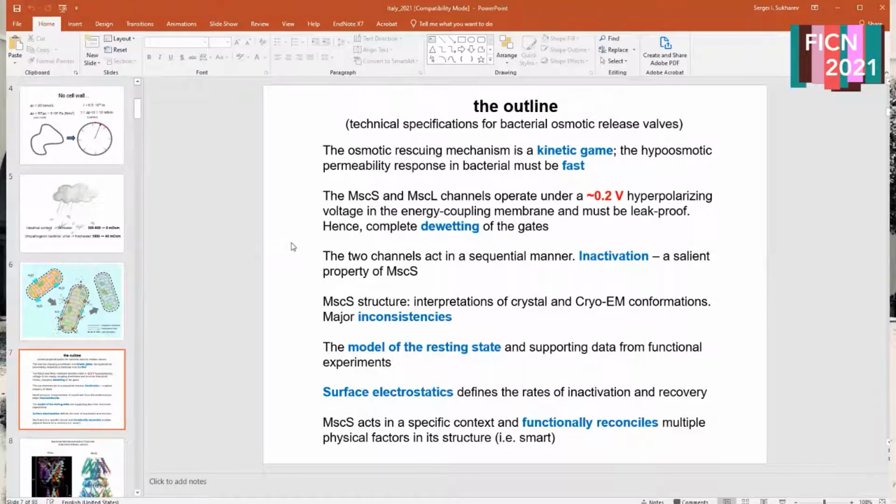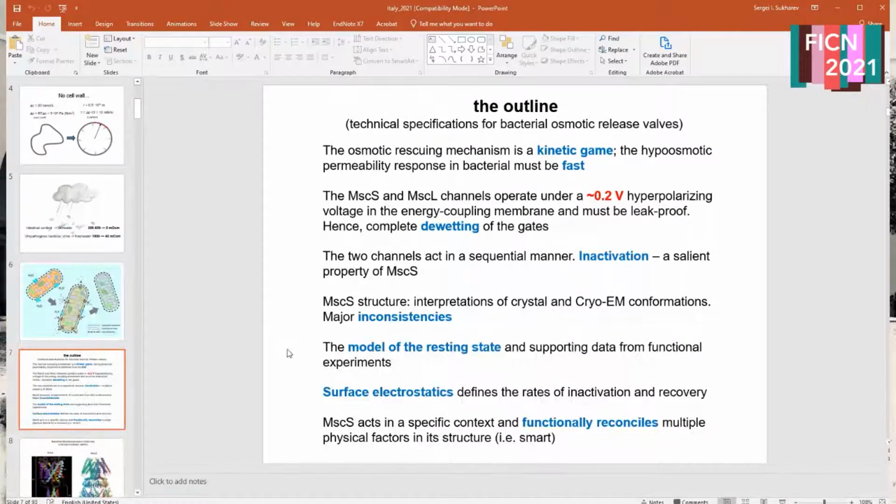So MscS structures are several, but there are some inconsistencies in the interpretation of those structures, and for this reason, I will spend a little bit of time explaining what the inconsistencies are, and propose a hypothetical model of the resting state of this channel, which is very well supported by functional experiments. That's what I will tell you.